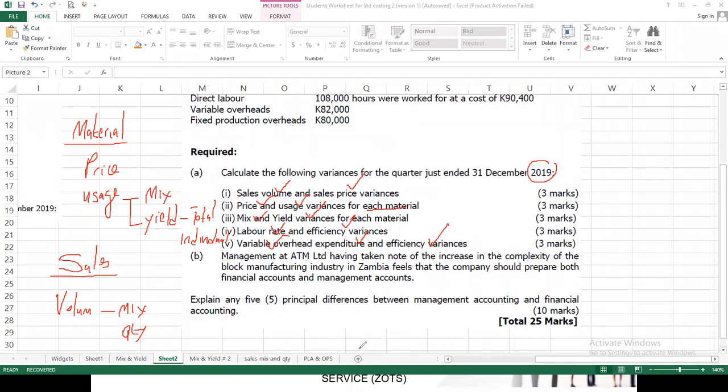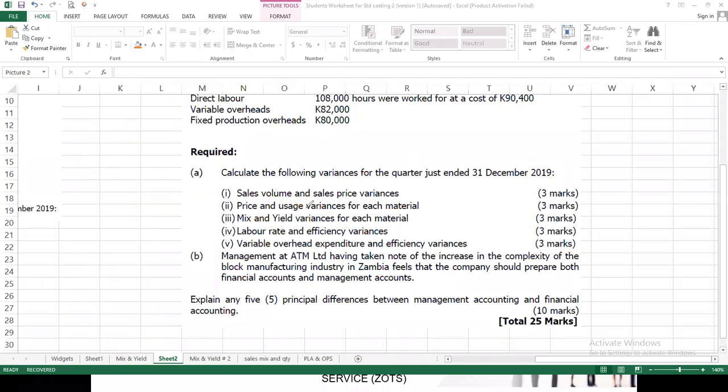I was thinking this is a good question for us. I'm really of the view that this is a very nice question because it's got all the variances. So to give us a good review, those who are not around will be able to catch up as well. Not so? Let's go to sales volume and sales price variance. So that's the first variance to look at.